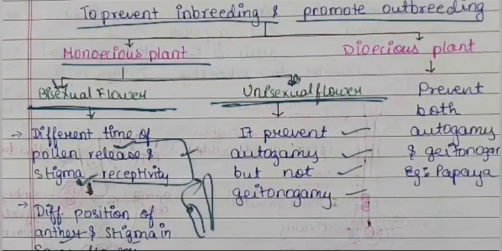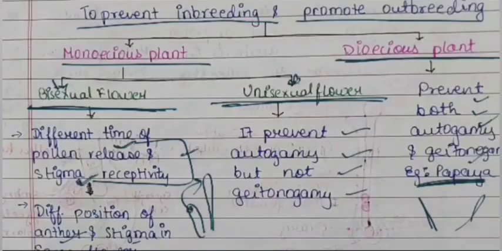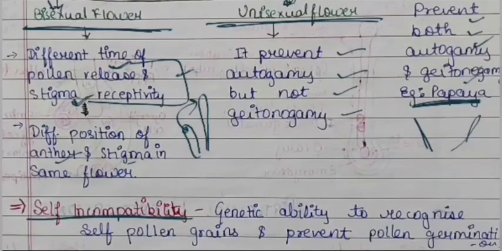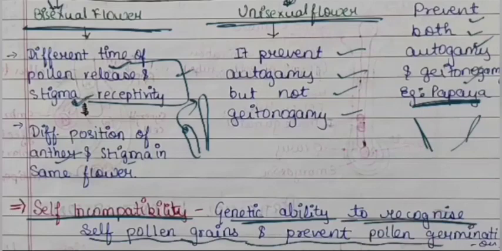In case of dioecious plants, it prevents both autogamy and geitonogamy, as the female flower is on a different plant and the male flower is on a different plant. Basically this happens in the case of papaya. Coming to self-incompatibility, that is a genetic ability to recognize self-pollen grains and prevent pollen germination by the bisexual flowers.